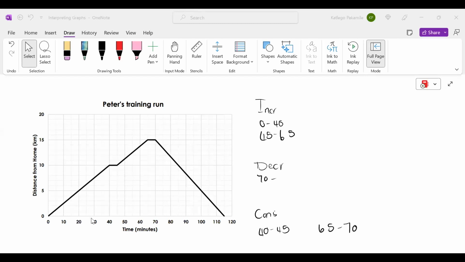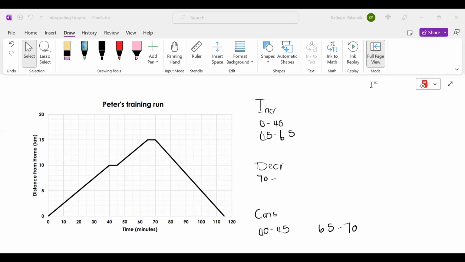Now, let me ask you something. Between 40 and 45, the kilometers don't change. You see that? So what does that mean? He had a break. There we go. Guys, if the graph is not changing, that means he's standing still. So between 40 and 45 minutes, Peter wasn't running at all. He was standing still. Beautiful, Palisa.